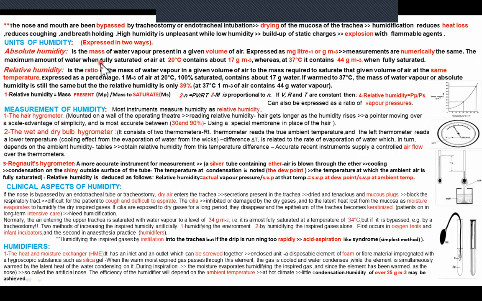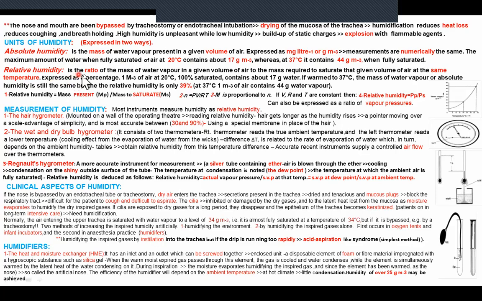The maximum amount of water which is fully saturated at 20 is 17 grams per cubic meter, whereas at 37 it contains only 44 grams per cubic meter when fully saturated. So these two figures ought to be remembered: 20 and 17, 37 and 44.